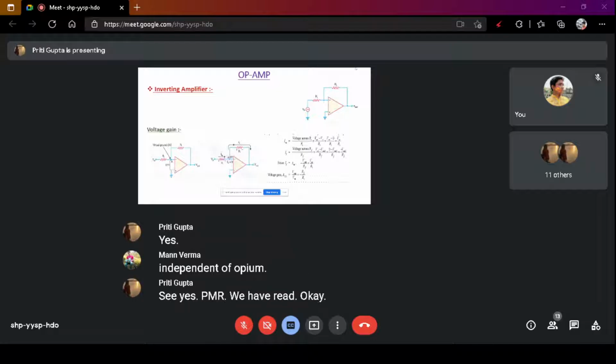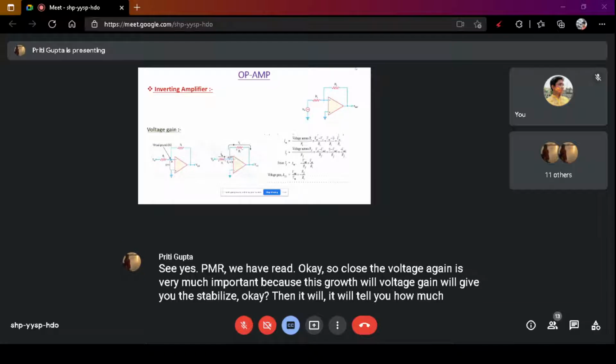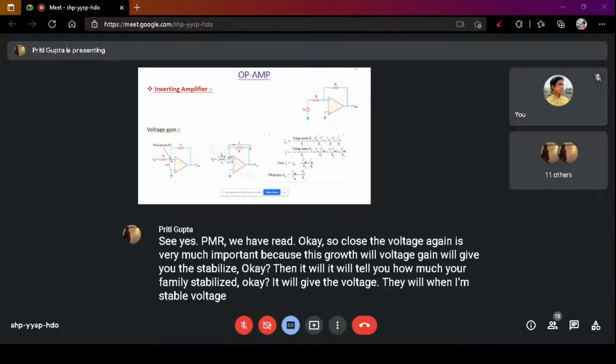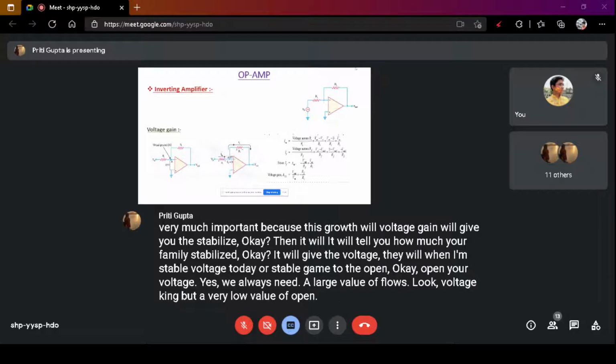Closed loop voltage gain is very important because it gives you stability. It will tell you how much your op-amp is stabilized. It gives a stable gain to the open loop voltage gain. We always need a large value of closed loop voltage gain, but a very low value of open loop voltage gain.